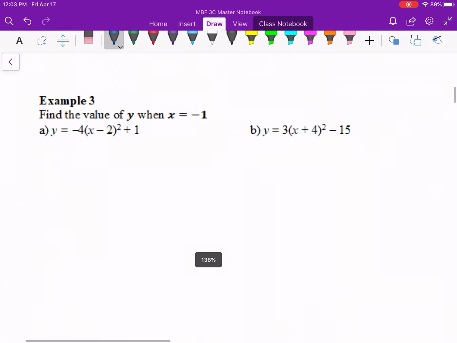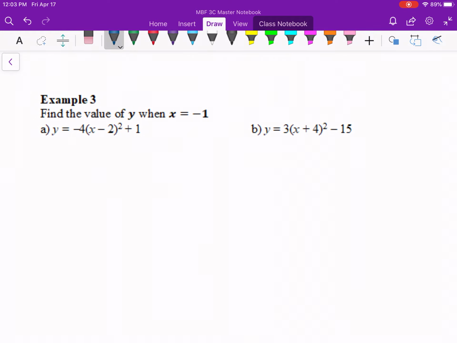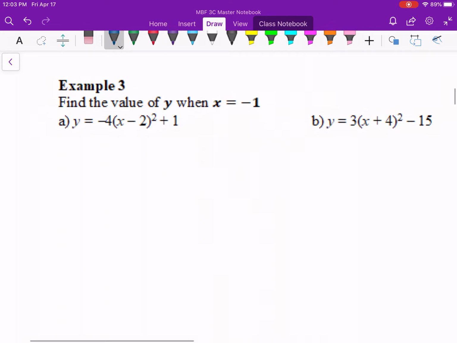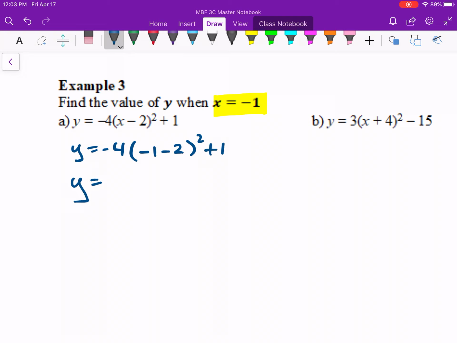The next example, we're going to do a little bit of substitution. Find the value of y when x equals negative 1. So we're going to substitute negative 1 in for x in this equation, then just simplify it. So y is going to equal negative 4 times negative 1 minus 2 squared plus 1. Now we just have to follow order of operations. So we always start with brackets. Negative 1 minus 2 is negative 3.